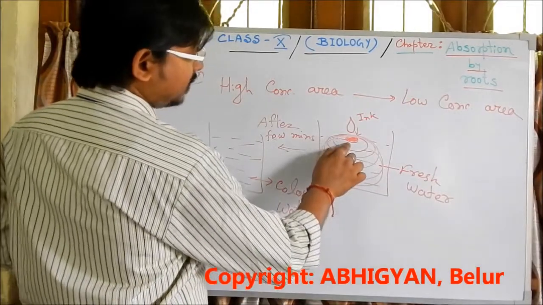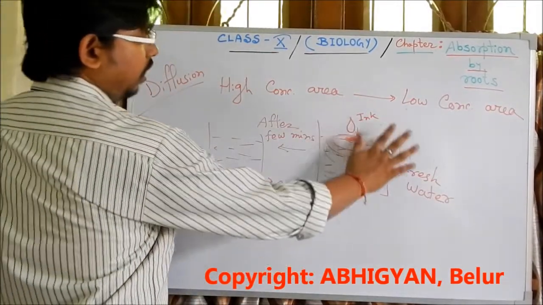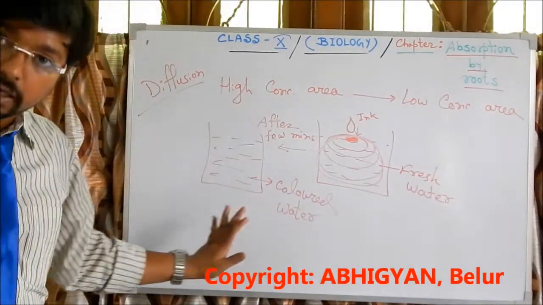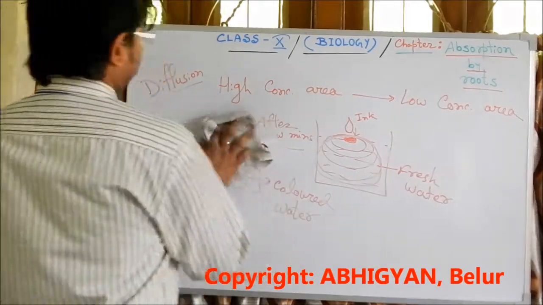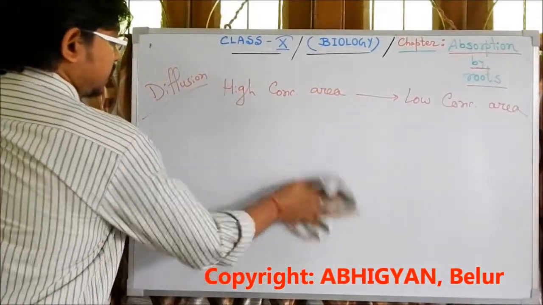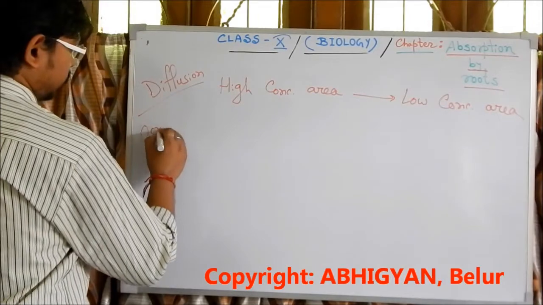From high density area or high concentration area, it is going to the low concentration area until the concentration becomes even in all the areas. It is called diffusion. Now after diffusion we are going to the next one. It is called osmosis. It is almost the opposite of this one. So I am writing there osmosis.